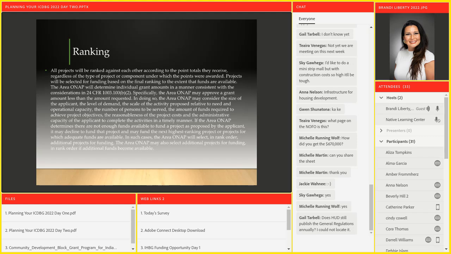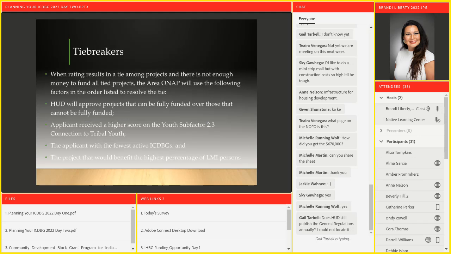And I see Gail's asking, does HUD still publish the general regulations annually? I could not. Gail, I don't know that I have seen those published since before COVID. I don't know if they've kind of just combined these all together or what, but now that you've mentioned that, I have not seen them out there in quite some time. So in my opinion, knowing how HUD works, that would mean the last ones that were published are what they're going by until they amend and change that the next round at some point, I should say.